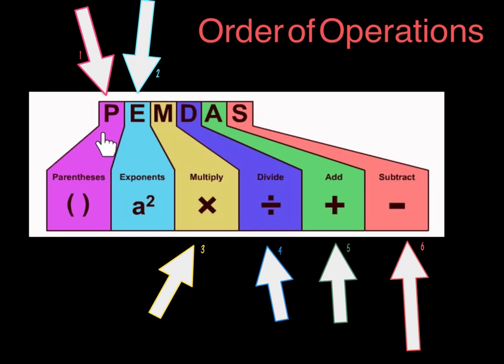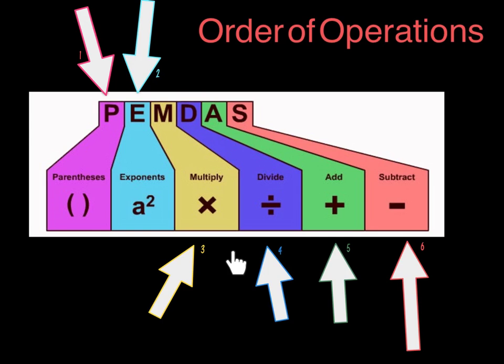The P stands for parentheses, so we're going to make sure that in any problem we do that first. After we do the parentheses, we're going to do the E, which is the exponent. So any exponents that we might have in our problem, we're going to do those after we do our parentheses. After that, the third thing that we're going to do is the M and the D, multiplication and division. And if we have both of those, we work our way from left to right. And then lastly, our A and our S, or addition and subtraction. Again, just the same as multiplication and division, we're going to work our way from left to right.